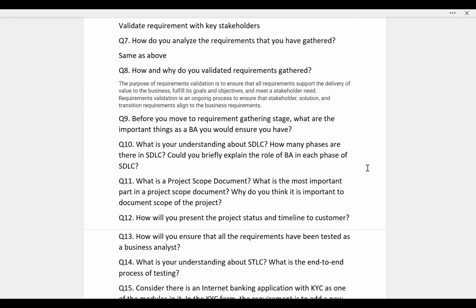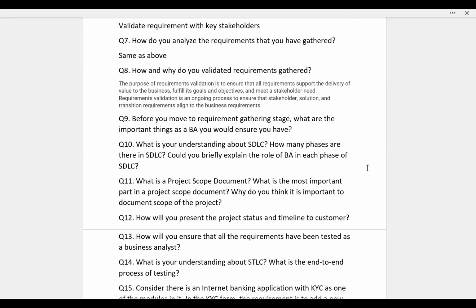Very good. So what is the most important part in this scope document? I'm not sure of that. The in scope and out of scope section. That is the most important part. The in scope are the things that will be delivered, that need to be worked on, and the out of scope are the things that we will not be talking about on the project.